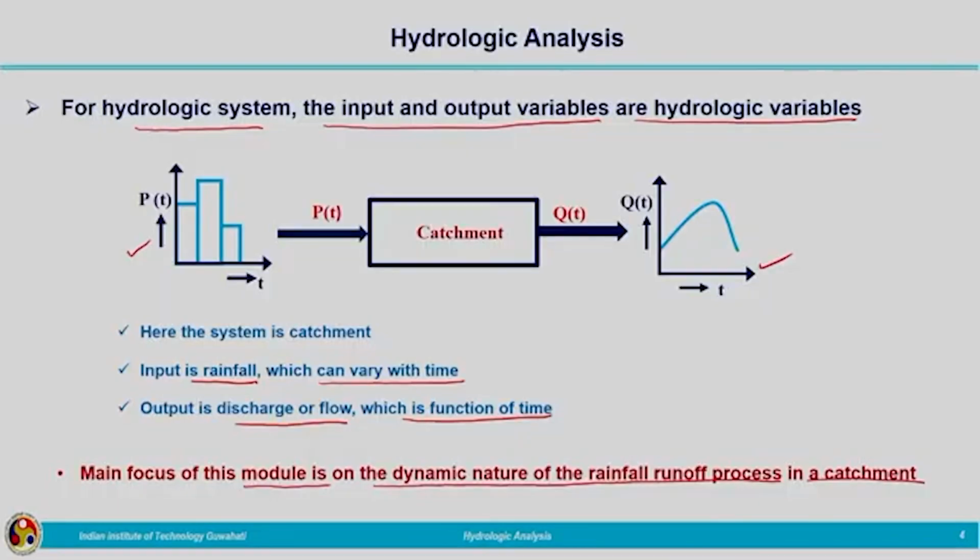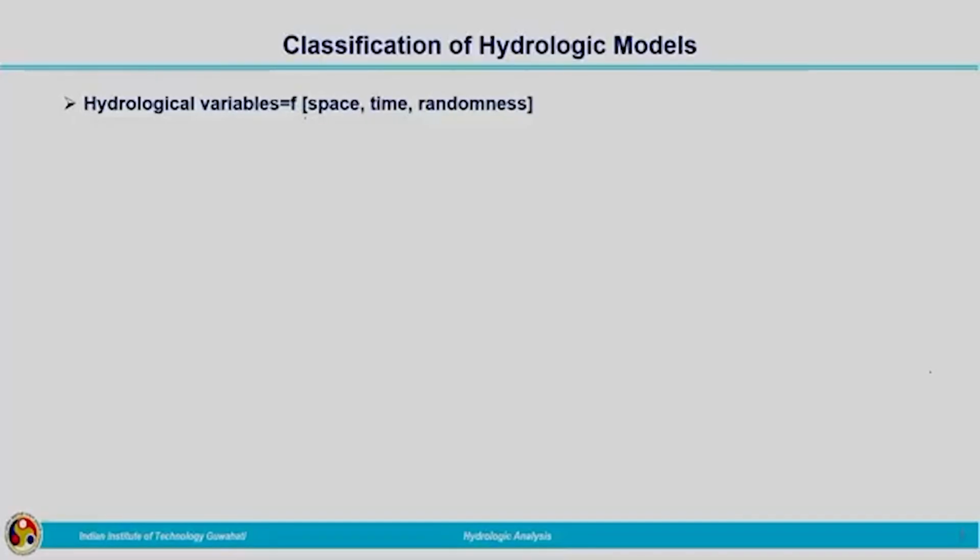So this rainfall runoff process purely depends on the processes which are taking place in the catchment. This dynamic nature of the rainfall runoff process can be studied by means of different models. So let us first see the classification of hydrologic models. Hydrologic variables can be functions of space, time and randomness. So this randomness is a new terminology as far as you are concerned. What is meant by this randomness?